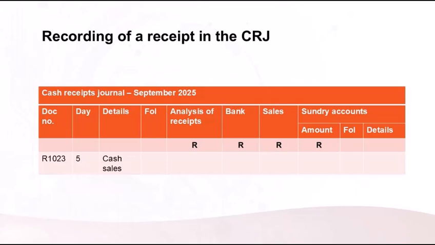This column is only used at a later stage when we post our cash journals to our general ledger. So, our next column is the analysis of receipts column, and for that we will need the amount of the sale that was recorded on our receipt. So let's go back to our receipt for the information we need.